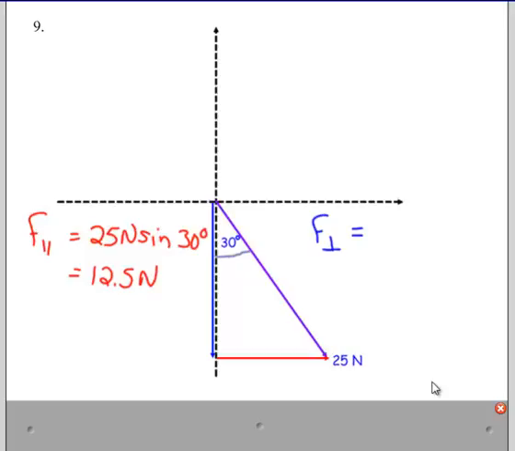For the perpendicular component, we're again going to use our 25 Newton force, multiply it by the cosine of our 30-degree angle. So we end up with 21.7 newtons as the perpendicular component of our 25 Newton force.